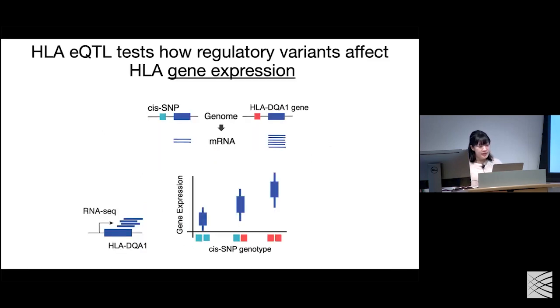The final method is the expression quantitative trait locus, or eQTL, study in the HLA genes. While we have thought a lot about the coding variation within HLA so far, in the eQTL analysis we assess how the cis-regulatory SNPs nearby the HLA genes affect the level of expression of the HLA genes from RNA sequencing data. In this example, whether we have the green or red cis SNP affects the gene expression abundance of the HLA-DQA1 gene.